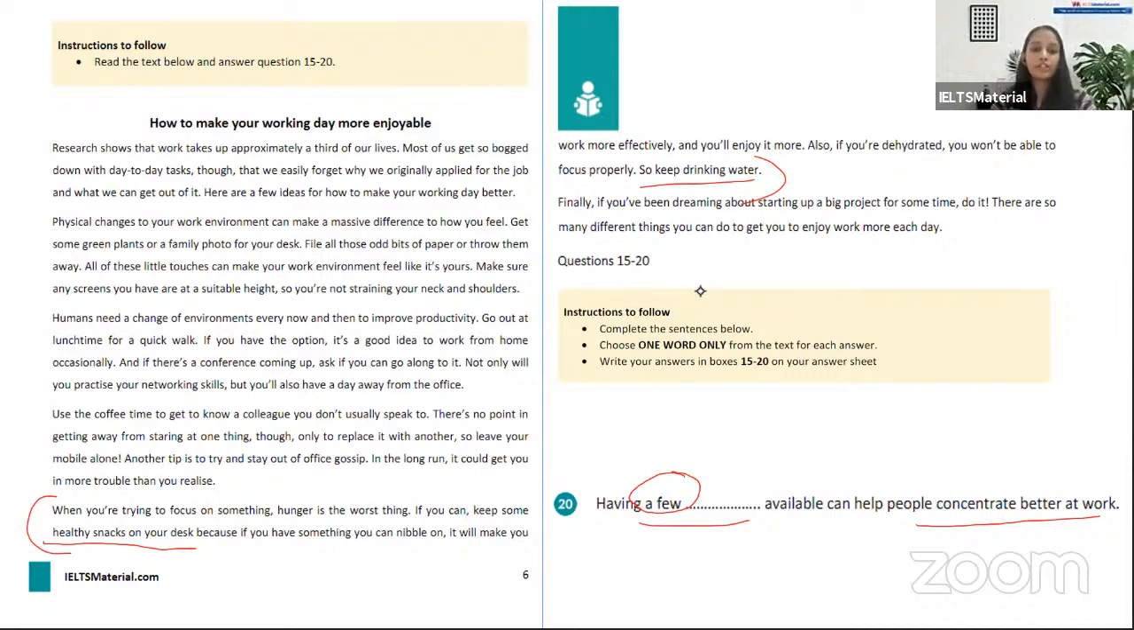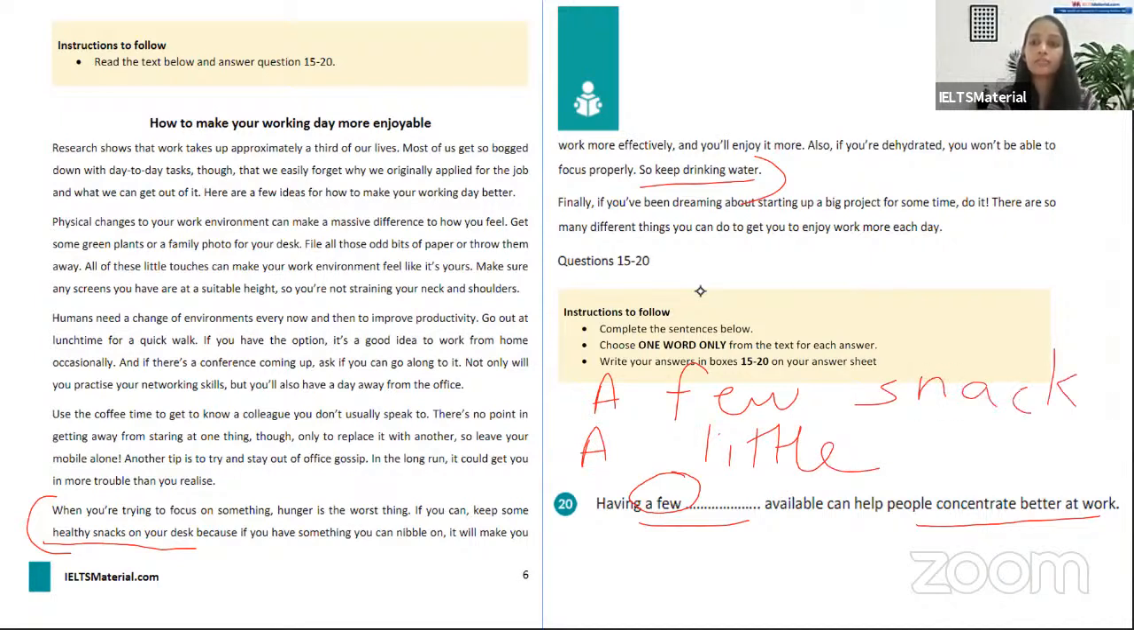So Chirag, you have written water. Now I'll tell you why that answer is not right. Of course, we're talking about snacks and water, but let's understand a few. A few is always used to talk about plural countable nouns. So snacks is countable. For uncountable, we use little. So a few snacks, that's our answer. Of course, water is uncountable, so we will use a little.